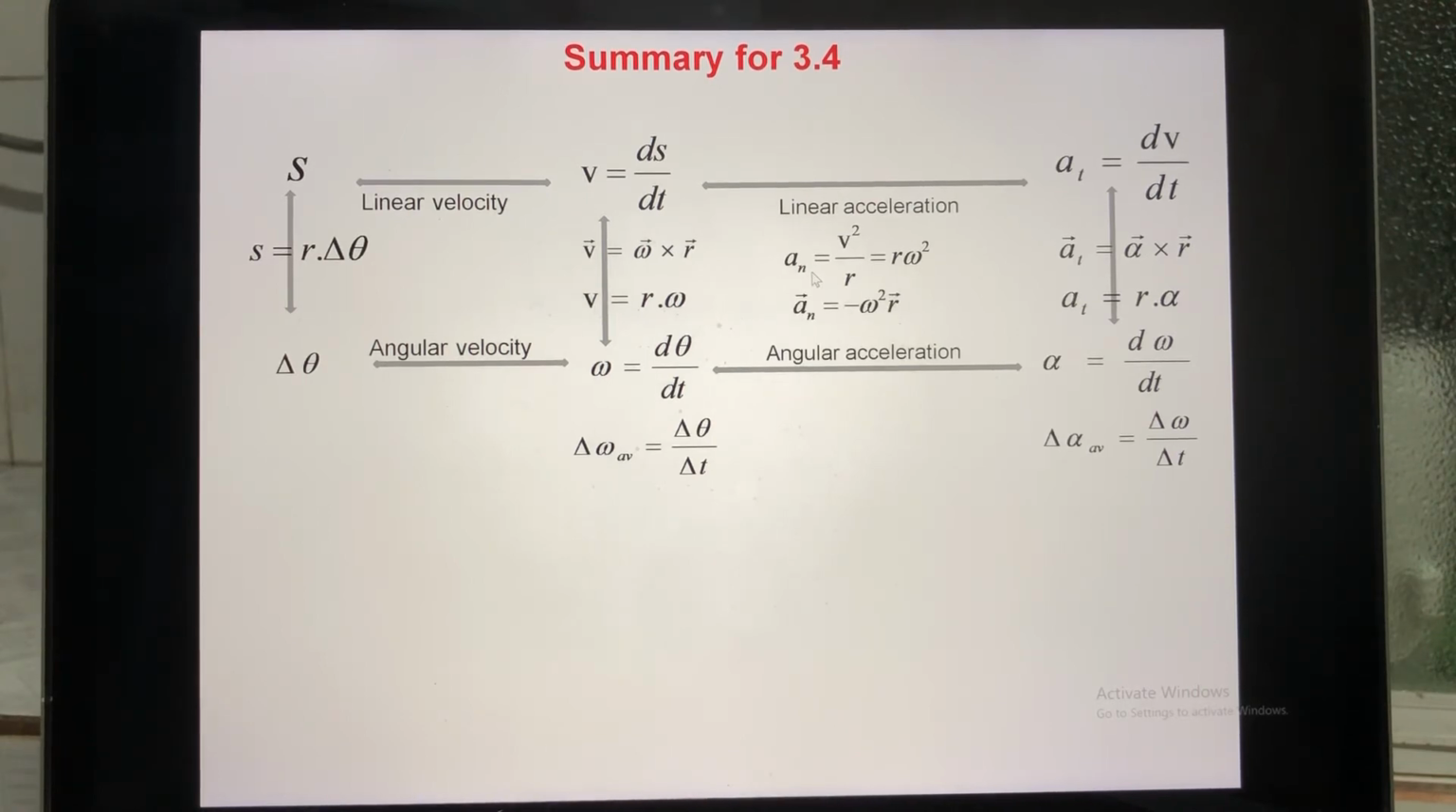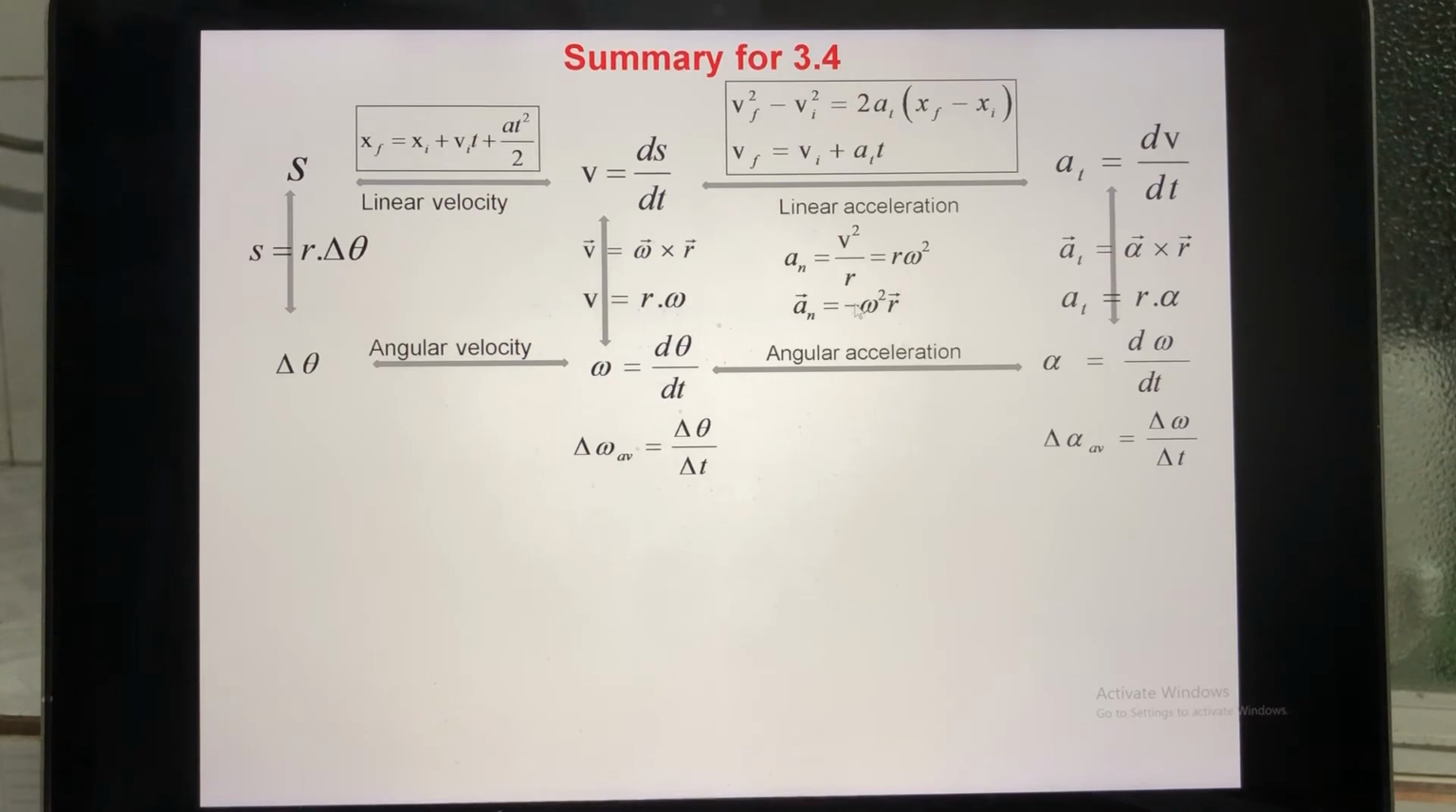So you know, you write vector r, but actually vector r goes from the center and points out, and the normal acceleration goes from outside and points to the center. So therefore you have a minus here.